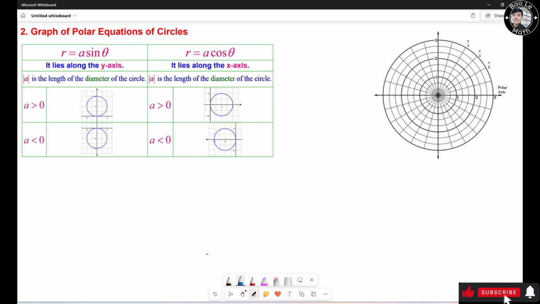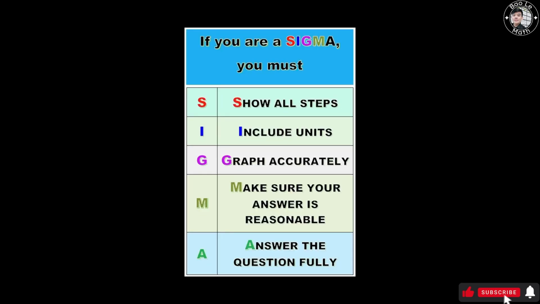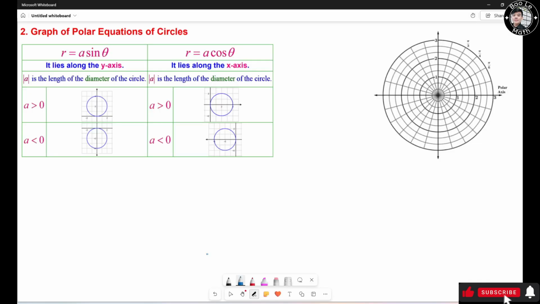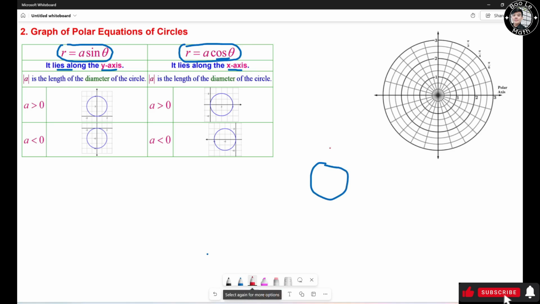Hello everyone, in this video we're going to learn how to graph polar equations of circles. The polar equation of a circle has the form r equals a times sine theta or r equals a times cosine theta. Previously you learned about the unit circle. This is the best way for you to memorize the polar equation of the circle.